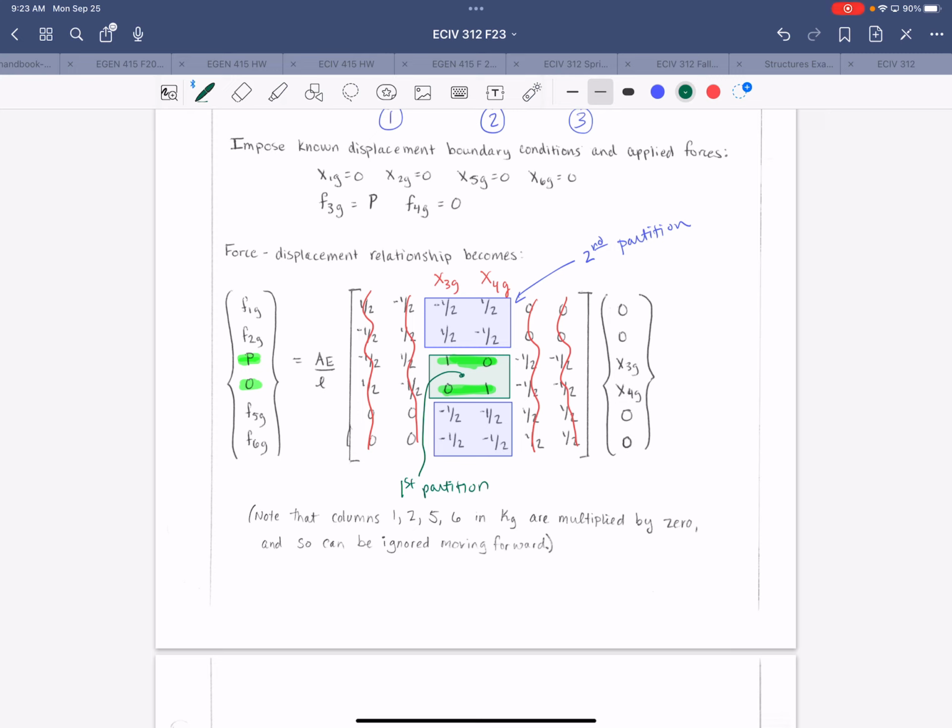Can I ask what AE over L is? That's the stiffness, that represents the stiffness of the axial member, right? So remember last week when we introduced this method and said we were looking at springs first, and then I said, okay, now if we consider an axial bar, we replace K with AE over L. That's where that comes from. And if we go back to the mechanics relationship, you remember the equation PL over AE is equal to delta, right?